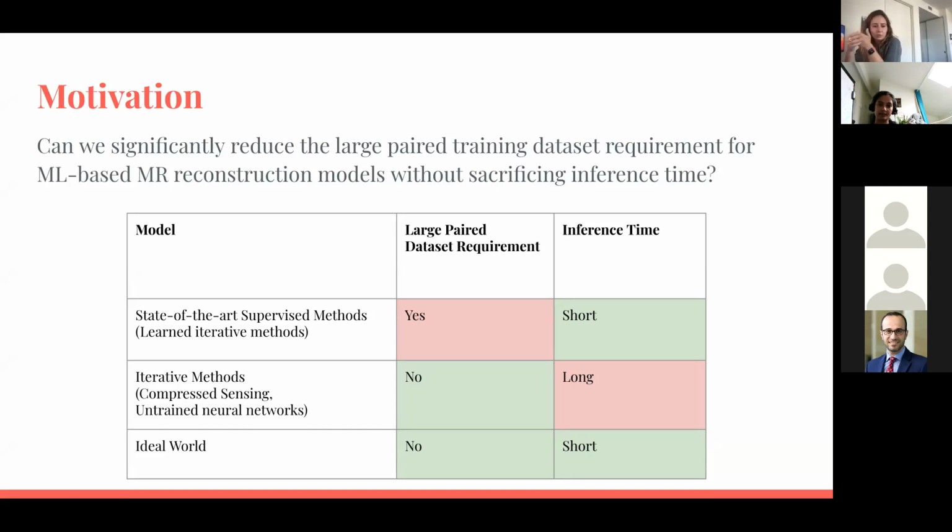So I'm having this table where we have the state-of-the-art machine learning-based supervised methods, where we need large data sets, but our inference time is short. We have iterative methods, that is compressed sensing and untrained neural networks, which I'll speak more about and which we're pretty excited about, that do not require any training data, which means you don't need any access to fully sampled data. But just by the nature of being iterative, their inference time is really long. In an ideal world, we want short inference time and ideally no supervised data.